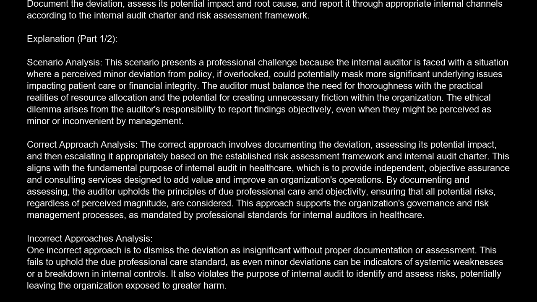Incorrect approach analysis. One incorrect approach is to dismiss the deviation as insignificant without proper documentation or assessment. This fails to uphold the due professional care standard, as even minor deviations can be indicators of systemic weaknesses or a breakdown in internal controls. It also violates the purpose of internal audit to identify and assess risks, potentially leaving the organization exposed to greater harm.